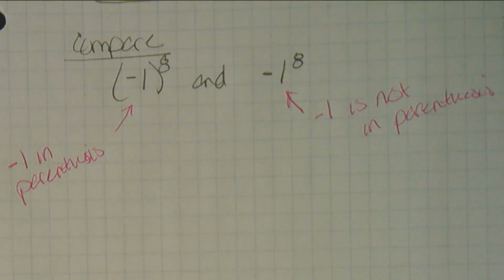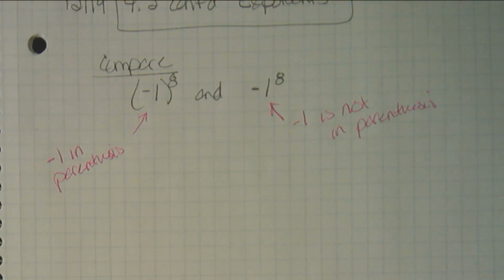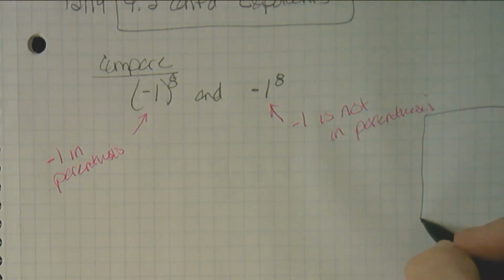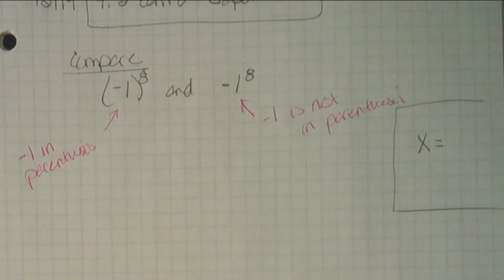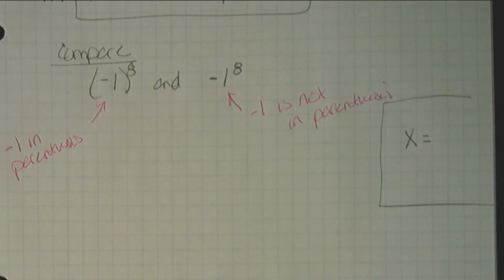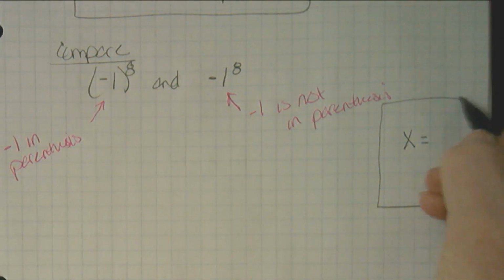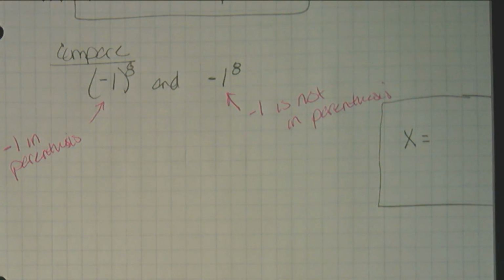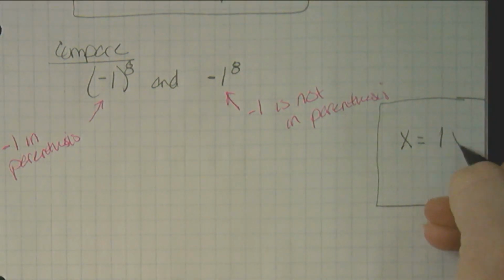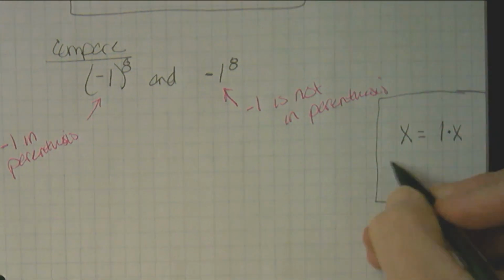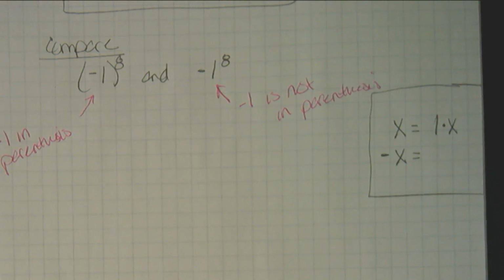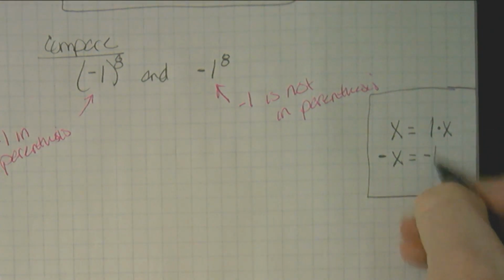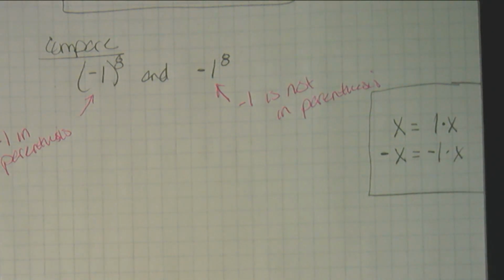Okay, so let me ask you guys something. This is kind of an off to the side thing. If I have x, what is its coefficient? So I just want you to do this over here. If I have x, what is its coefficient? Aaron? Yep, that's a 1x. That's 1 times x. If I have a negative x, what is its coefficient? Aaron? This is negative 1 times x. Are you guys all cool with that?